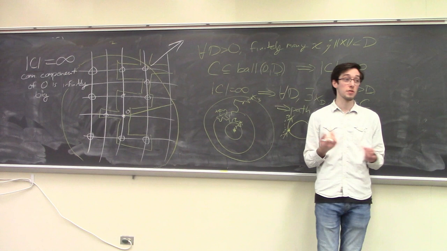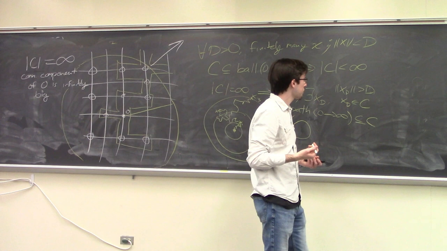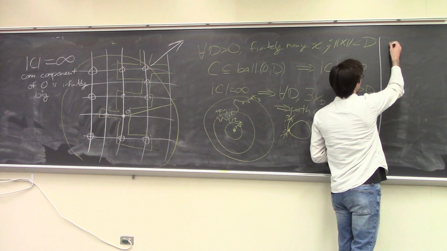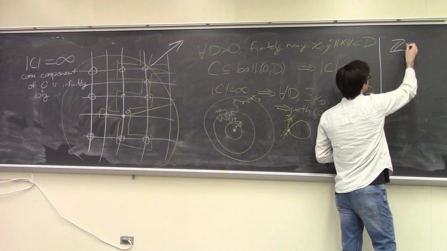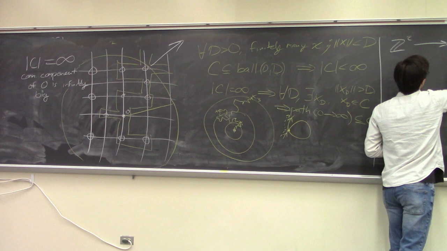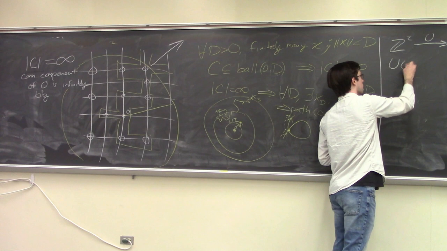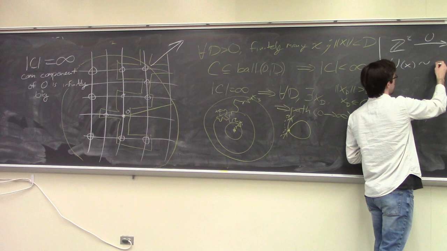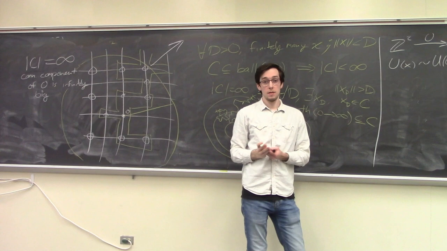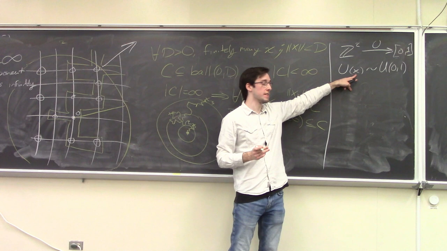So first, let's start with another random process, which is a random function from Z squared to [0, 1]. I'm going to call it U. U has the property that for any point in the lattice that I take, it is sampled from a uniform distribution over the unit interval, and all of these are independent. So for every point in the lattice, I'm just going to pick a number between 0 and 1 completely at random.